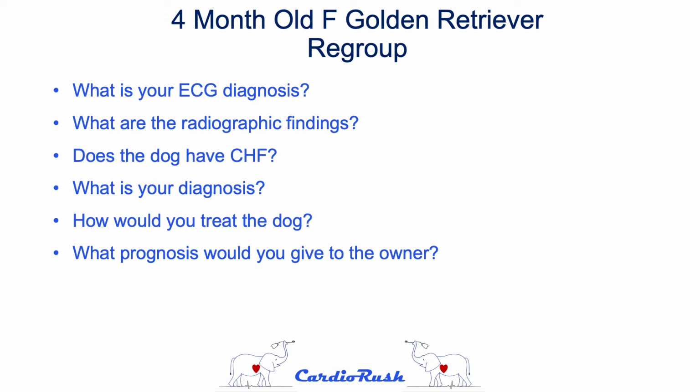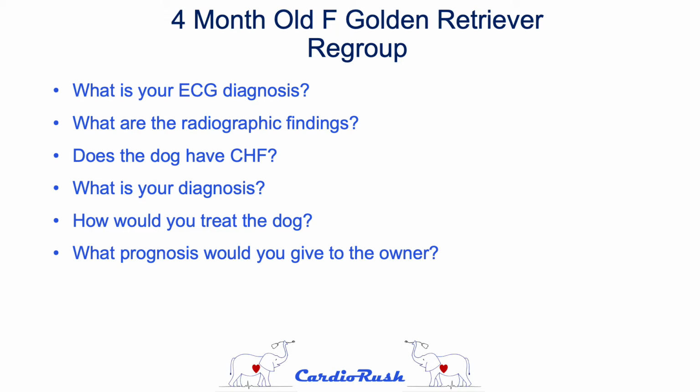So what's the ECG diagnosis? Ventricular premature depolarization with left heart enlargement pattern. The radiographic findings show cardiac enlargement perhaps compatible with mild pulmonary edema and maybe a component of pneumonia. So the radiographic findings are a little confusing. Does the dog have congestive heart failure? I think that maybe it does on the basis of the entire picture, but it may not be clear that the cough is entirely due to heart failure.